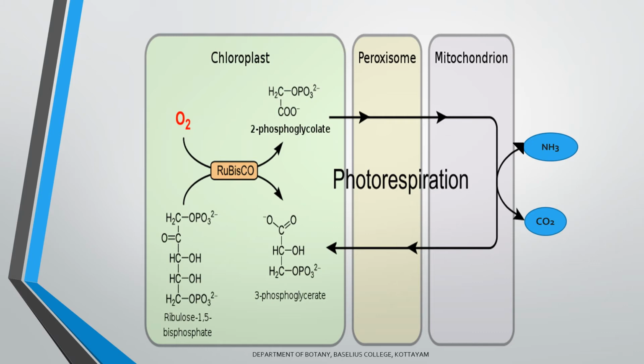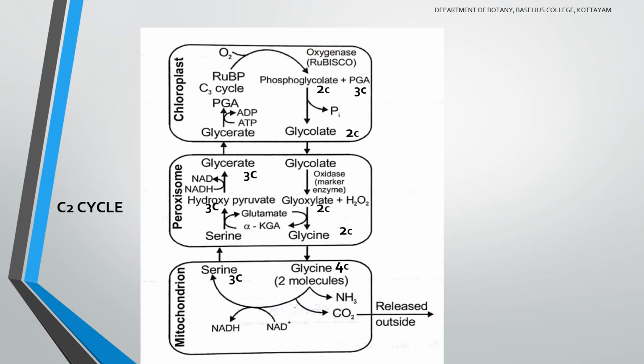So this is a very simple representation. Now let's learn the actual process in detail. This is the actual representation of the C2 cycle, where we can see three different compartments: chloroplast, peroxisome and mitochondrion. Here the reaction starts. RuBP is there. We know this process takes place in high temperature and high oxygen concentration. In such a situation, Rubisco acts as oxygenase, so RuBP oxygenation takes place.